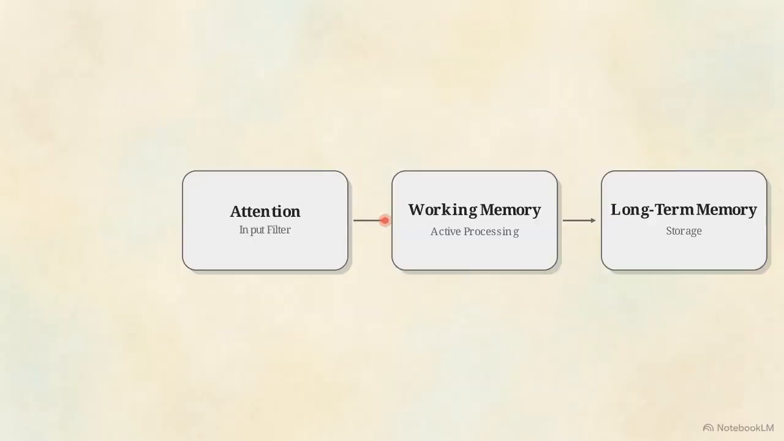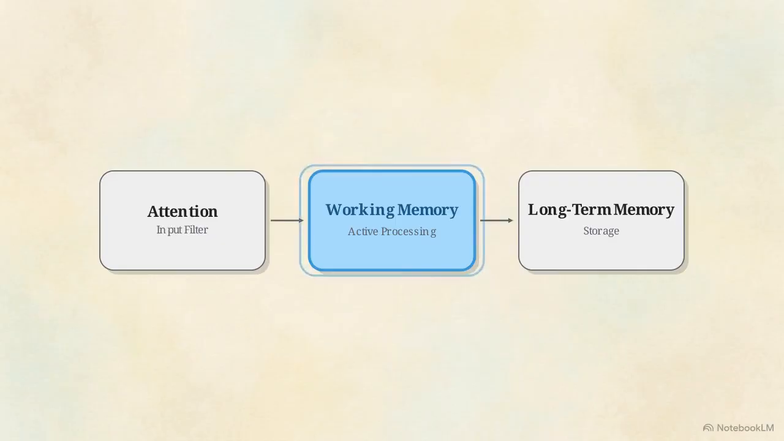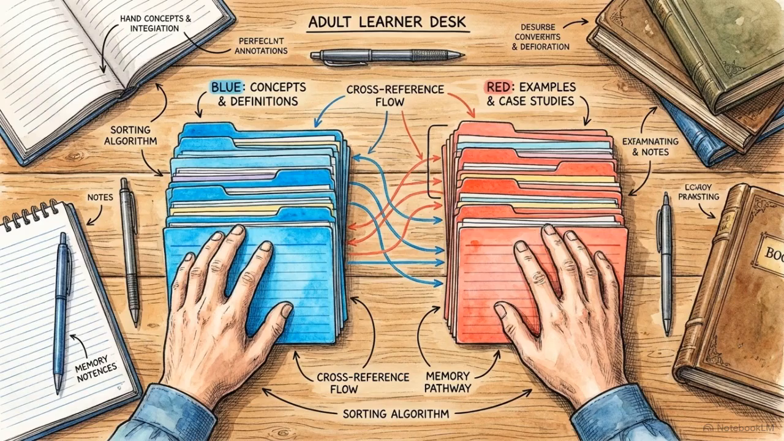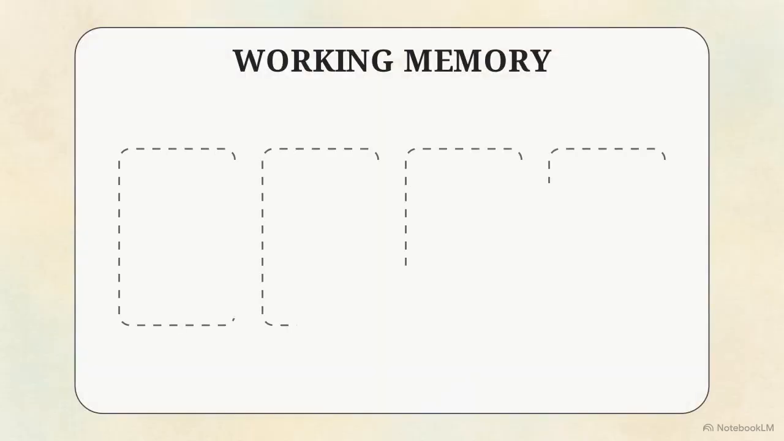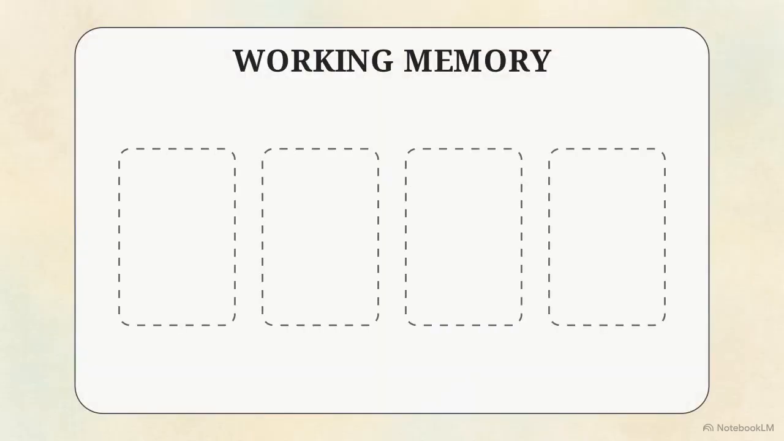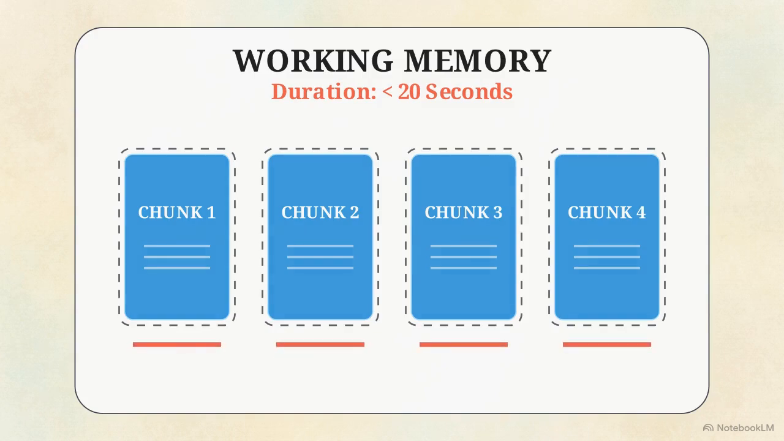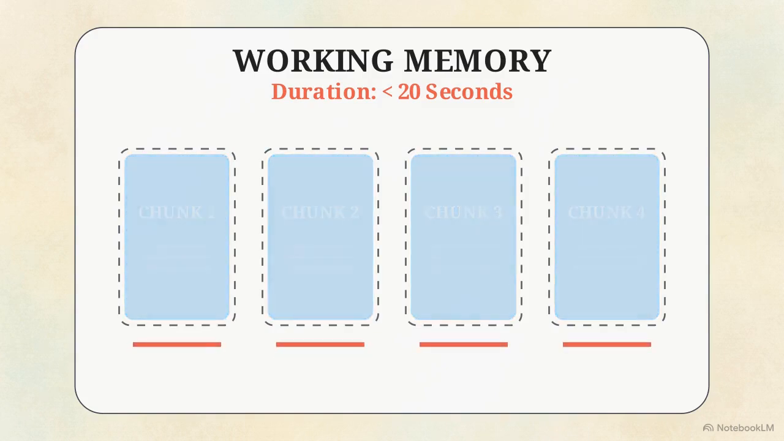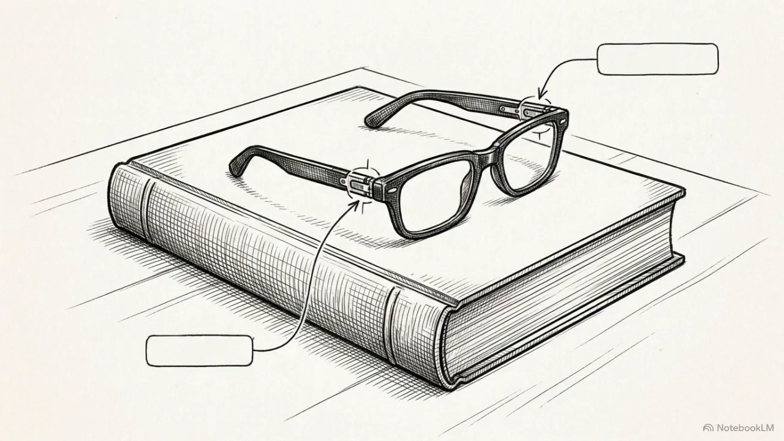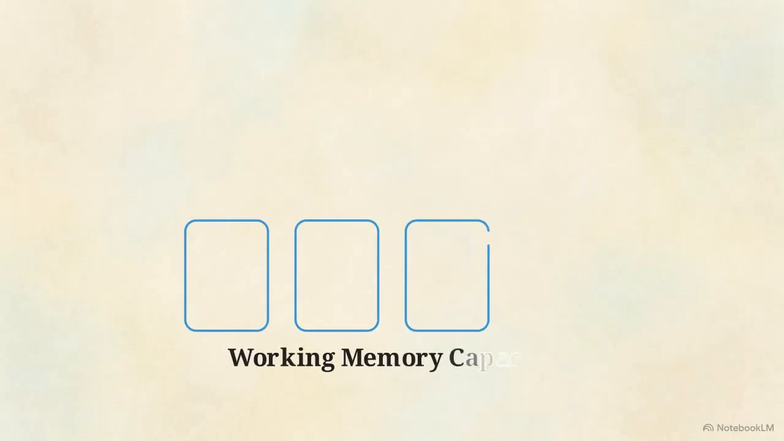Once data passes the input filter, it reaches the second node, working memory. This is the active processing center where information is temporarily held and analyzed. This processing center possesses a strict physical limitation. Human working memory can only hold approximately 4 chunks of information at once. There is also a severe duration limit. Information in these holding slots degrades in seconds unless actively rehearsed. Cognitive load theory provides an instructional framework designed specifically to manage these 4 scarce holding slots. It identifies 2 distinct types of strain on the system.